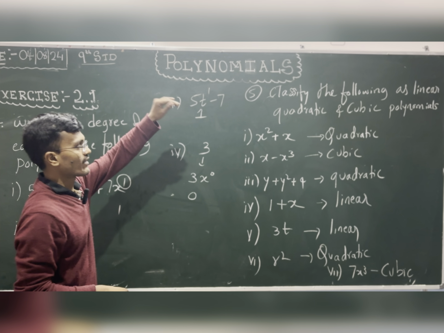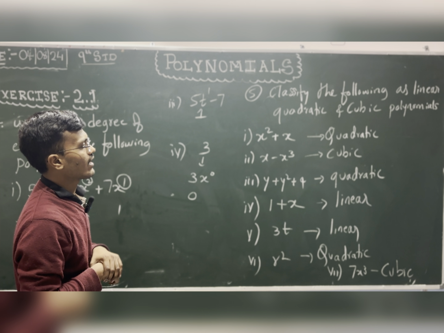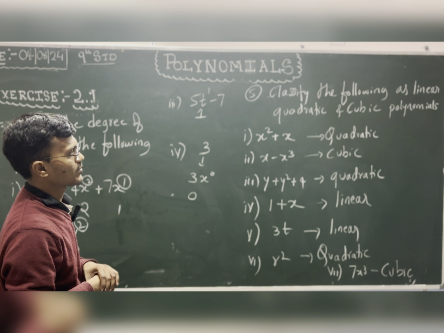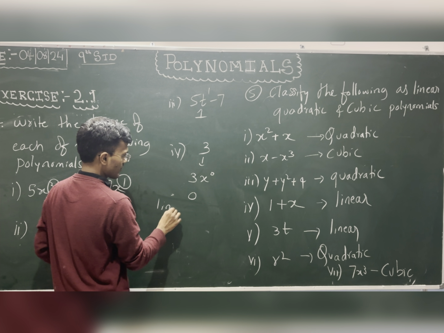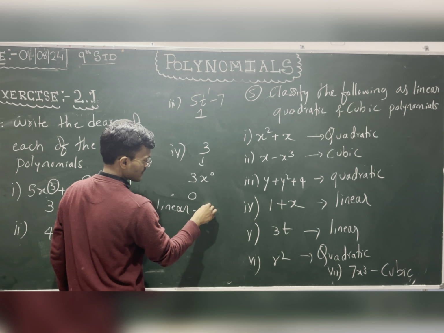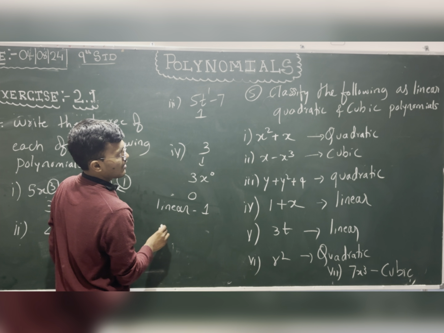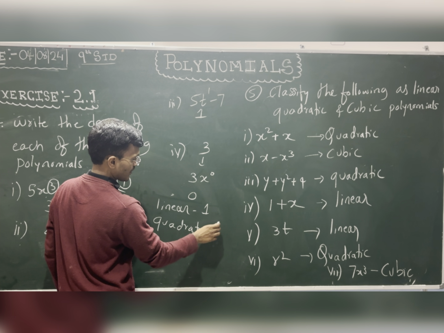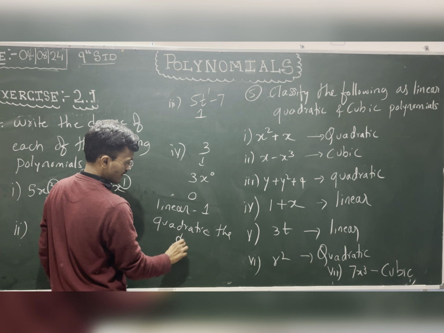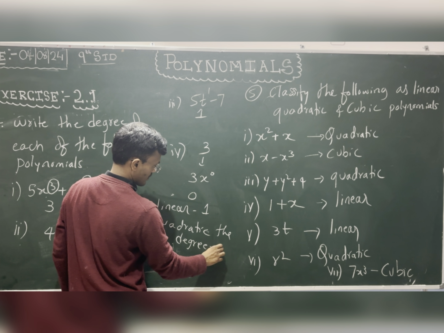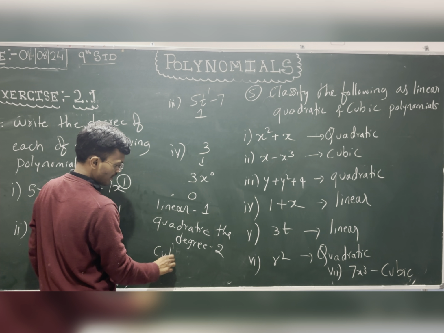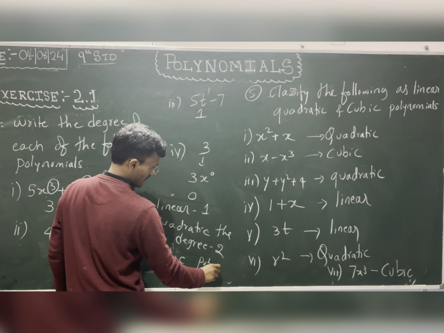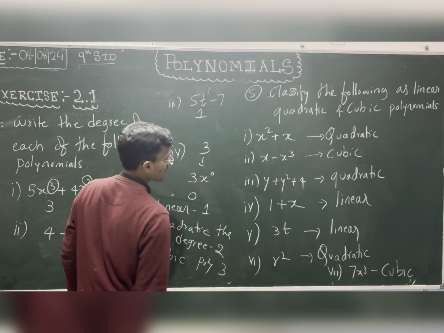Question number 5. Classify the following as linear, quadratic and cubic polynomials. A linear polynomial has degree 1. A quadratic polynomial has degree 2. And a cubic polynomial has degree 3.